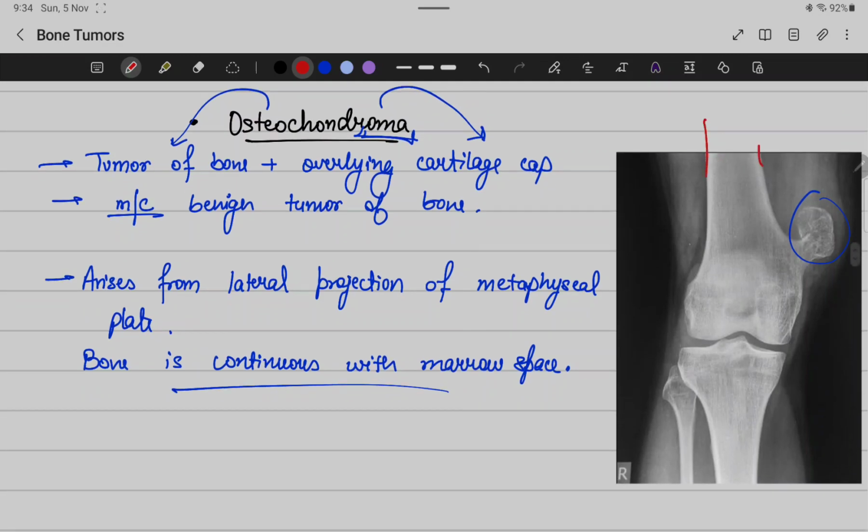This here is the diaphysis of the bone, then you have your epiphysis, and between these you get your metaphysis, which is cartilage, which has your cartilaginous growth plate. Normally it should have been like this, but you got this lateral projection of cartilage. Now this bone formed around here has a marrow cavity which is continuous with the marrow cavity of this bone. Okay, so this is your osteochondroma.